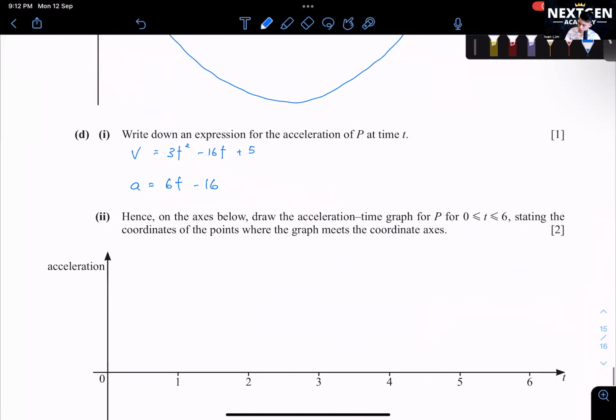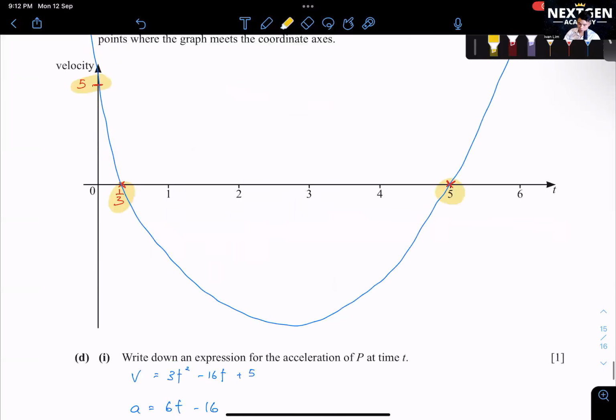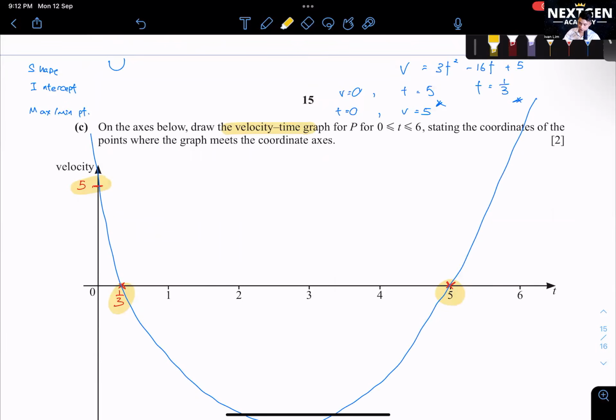All right, then last one. They say the same thing again. Acceleration time graph. They want you from 0 to 6. Sorry, I actually drew a bit wrong. Here, you don't extend it. So this part here, you take it away. My bad. So this one probably until here.